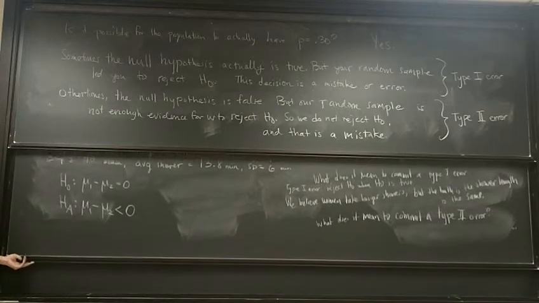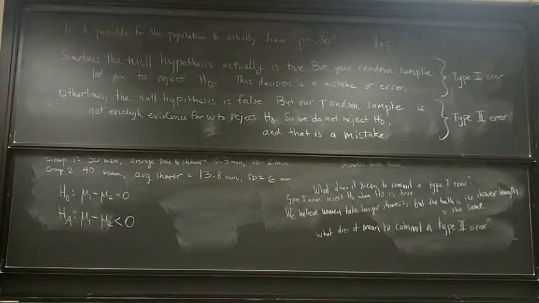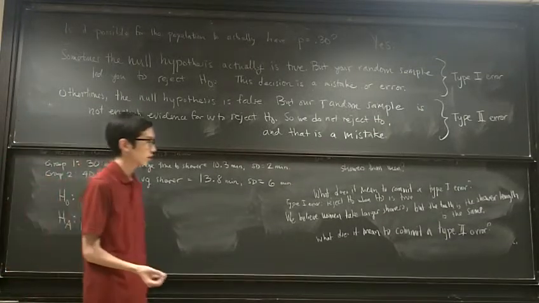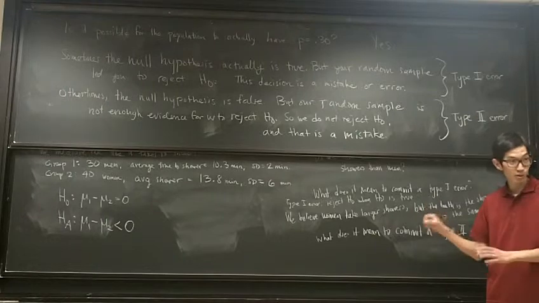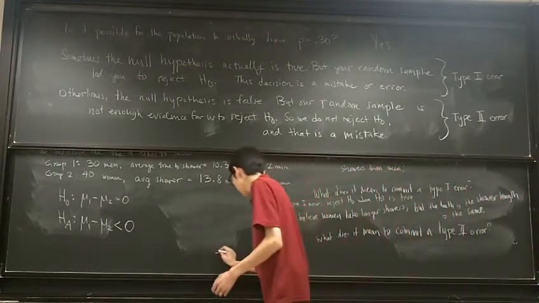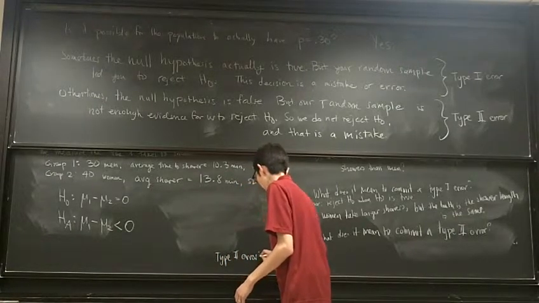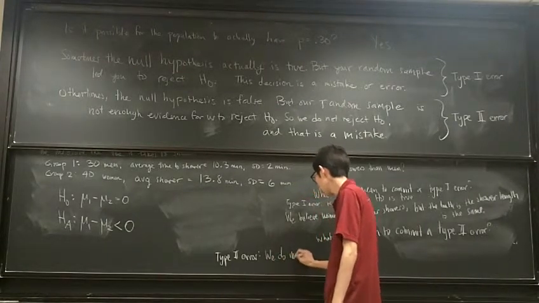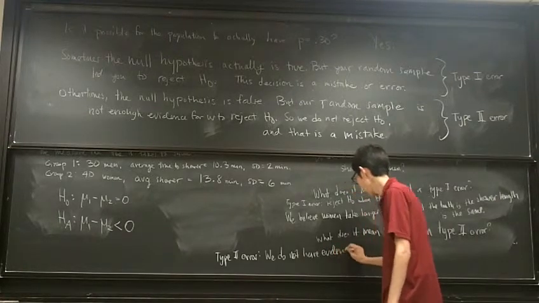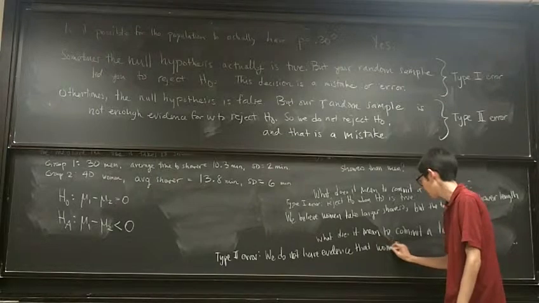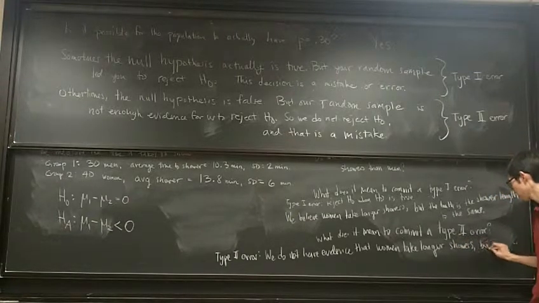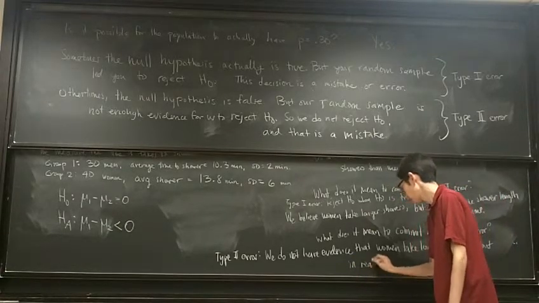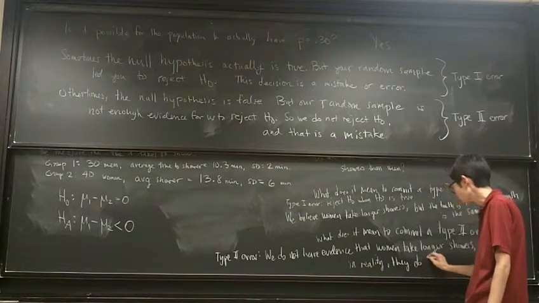And what does it mean to commit a type 2 error in this scenario? To say that women take longer showers. Oh, wait. To say that they are equal. They are equal, but women actually take more. Yeah. So it's not that we're saying they are equal. We're just saying we don't have evidence that women take longer showers. But the truth is they do take longer showers. So type 2 error: we do not have evidence that women take longer showers, but in reality, they do take longer showers.